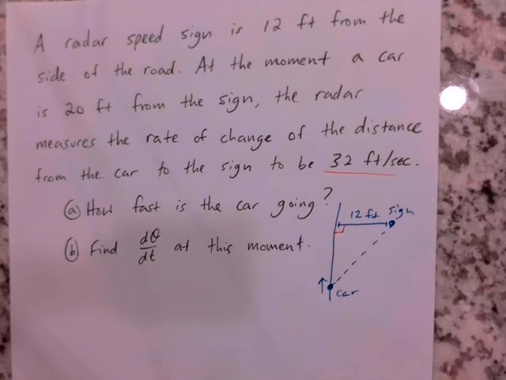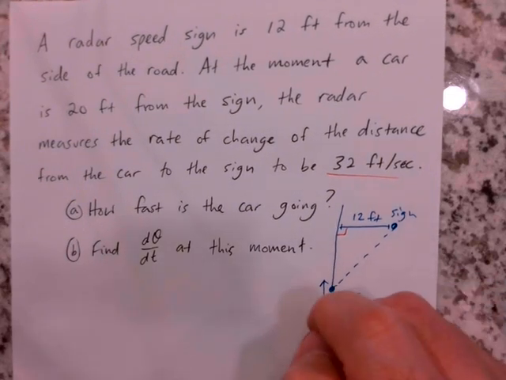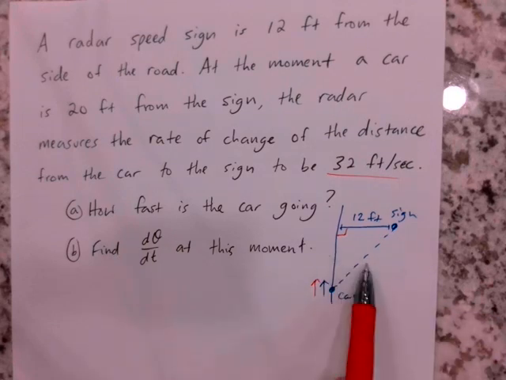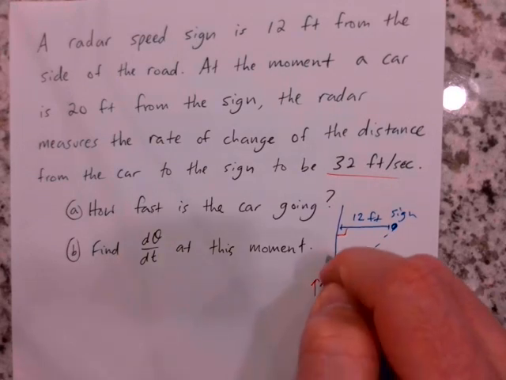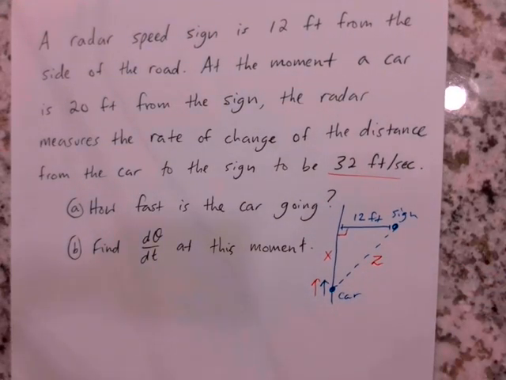In this triangle, these two lengths are variable because as the car goes down the road, both these lengths are shrinking. Therefore, they must have variable names. I'll call this one X, I'll call this one Z. Right? Both those have to be called variable names since they are changing.